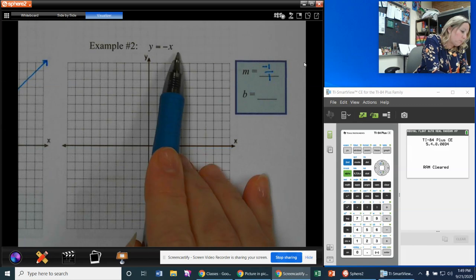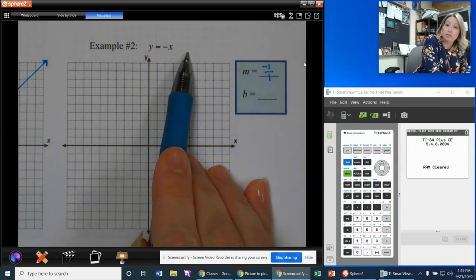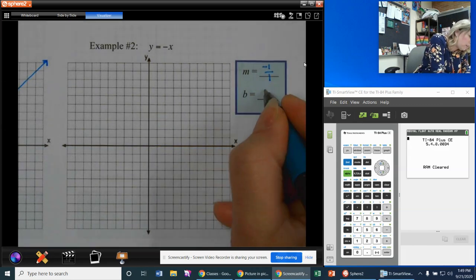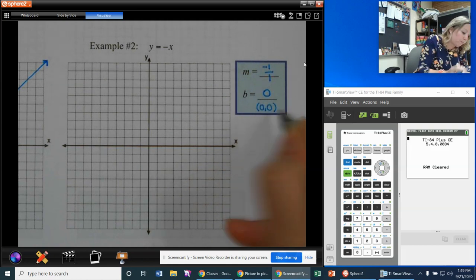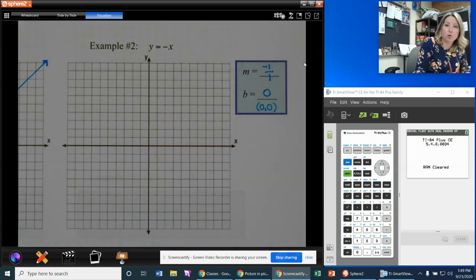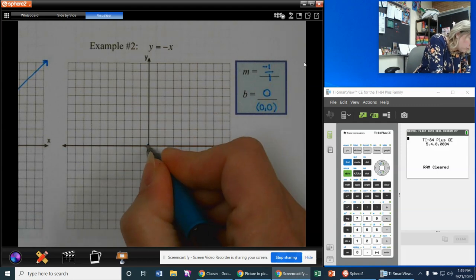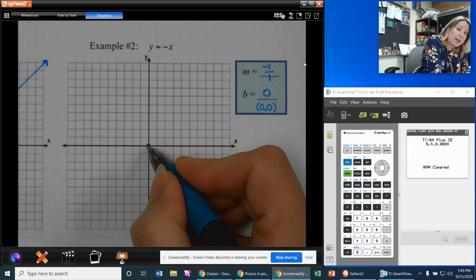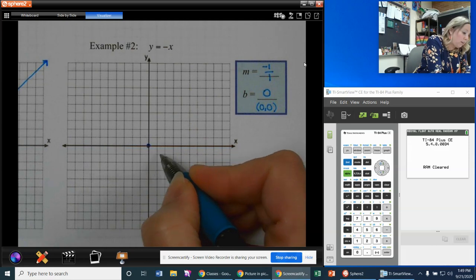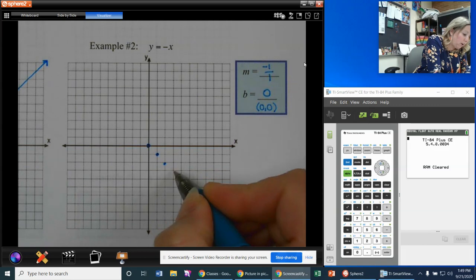Next, what's this number being added or subtracted at the end? It's 0. So that's my y-intercept. It's 0, which means the first point I graph is going to be 0, 0. All right, cool. Graph 0, 0, then use the slope to count from here. It's negative 1, so that's down 1, and positive 1, which is right 1. Down 1, right 1, down 1, right 1.